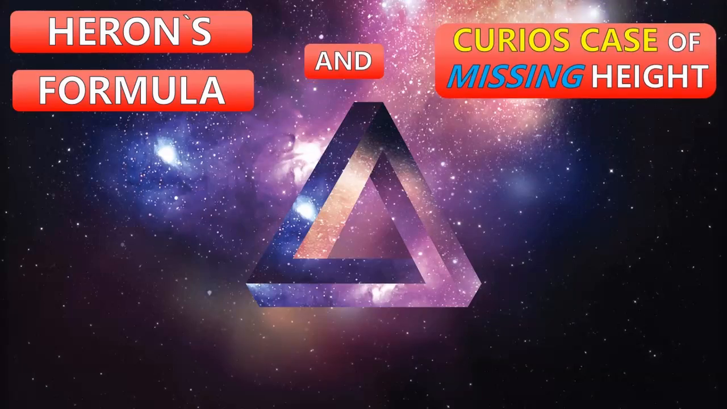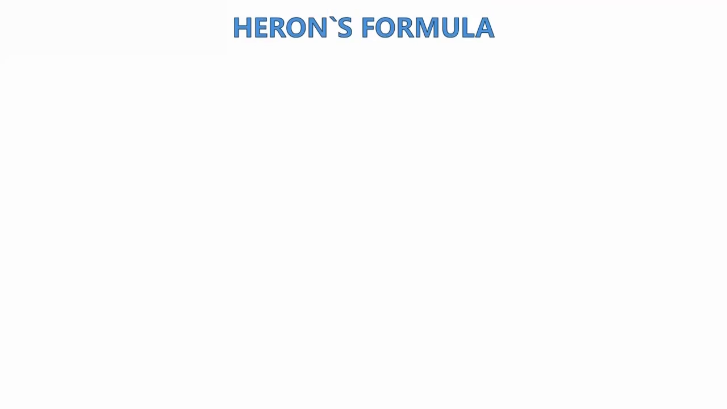So this is a curious case of missing height information of the triangle. So let's derive Heron's formula from basics. Now this derivation is optional to understand, but the application is required. So let's look at the derivation first.